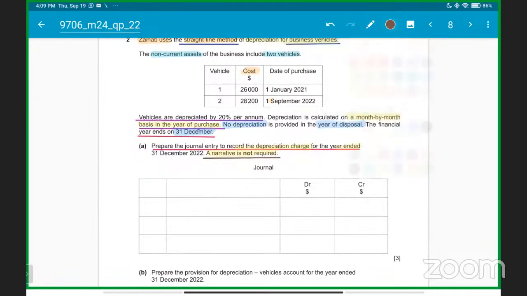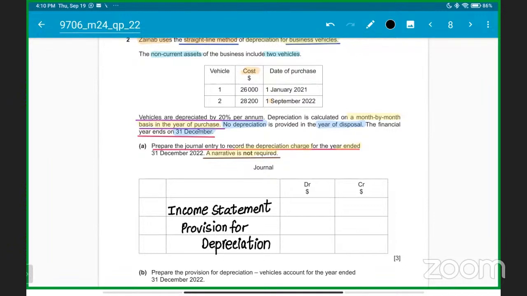It will be simple: the income statement is always debited because it's an expense, and the provision for depreciation account will be credited, students. So 1 mark is for the income statement, 1 mark for provision for depreciation, and 1 mark for the working out. So let's work it out.